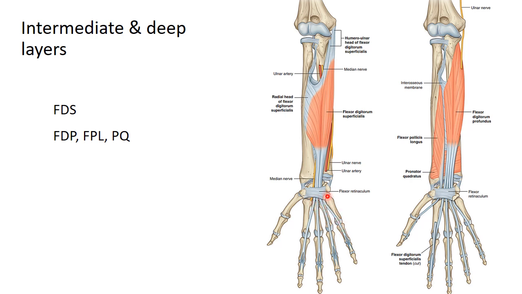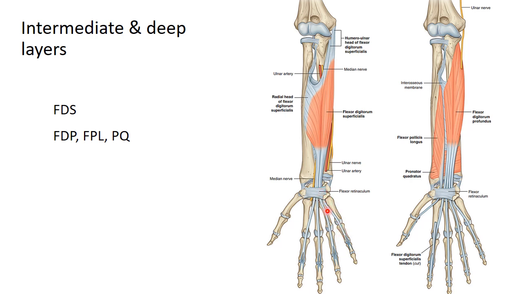One for each finger of the medial four fingers. The medial four fingers are index, middle, ring and little. Each one of them will take a tendon from the flexor digitorum superficialis. Of course this tendon will enter within the carpal tunnel deep to the flexor retinaculum and then diverge to the medial four fingers.